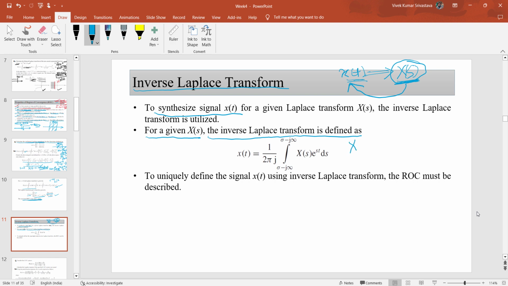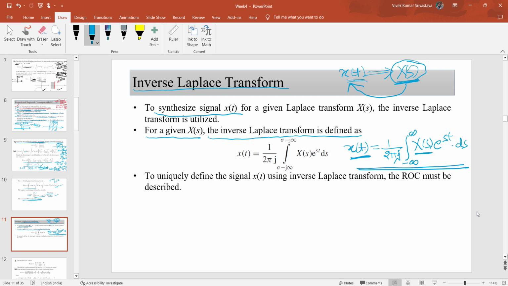So x(t) is basically defined as 1 over 2 pi j integral minus infinity to infinity X(s) e raised to the power st ds. By using this expression we can obtain the input signal for a particular Laplace transform.